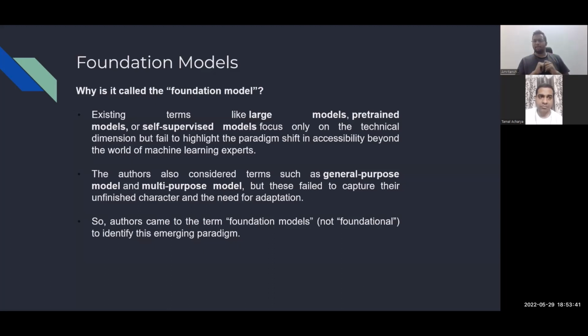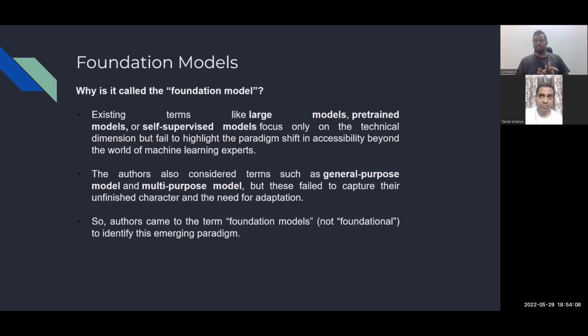So why are they called foundation models? Existing terms like large models, pre-trained and self-supervised models focus only on the technical dimensions, but fail to highlight the paradigm shift in accessibility beyond the world of machine learning experts. We want to make AI available to everyone. That's the whole point. So people also experimented with general purpose model and multi-purpose model.